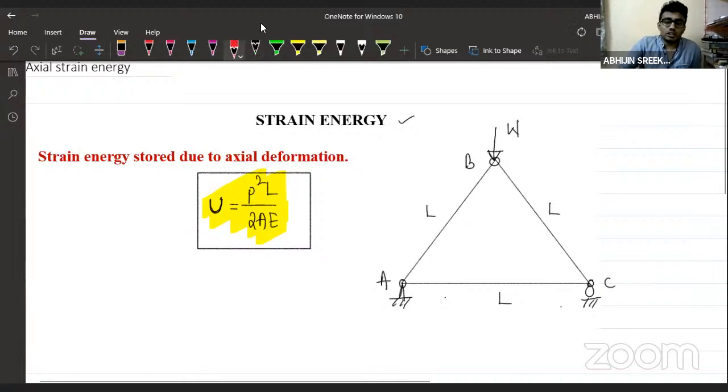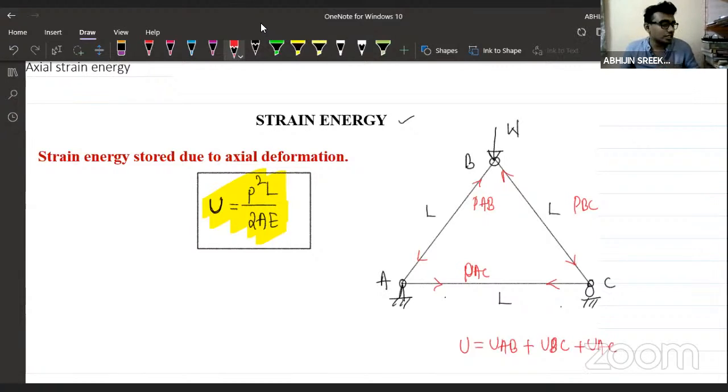Of course, due to this loading here, there will be some force in this member. I'm going to call that force PAB. And of course there will be forces in the remaining members as well. I'm going to consider the forces in the different members like this. This is PAC and this is PBC, right? What is the total strain energy? Total strain energy will be equal to the strain energy stored in the member AB, plus the strain energy stored in the member BC, and the strain energy stored in the member AC. This kind of question is also possible.